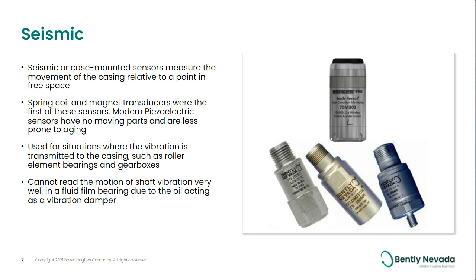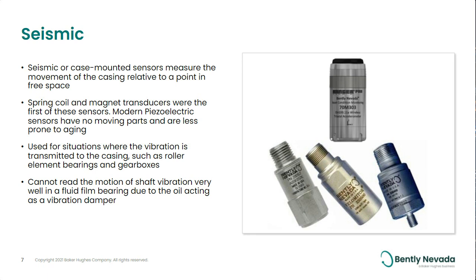So there's usually a little bit of low frequency noise hanging around. If you do the integration before it gets out of the transducer case, you won't have that error. But again, moving on, these velocity transducers are used for situations where the vibration is transmitted to the casing, such as roller element bearings and gearboxes.